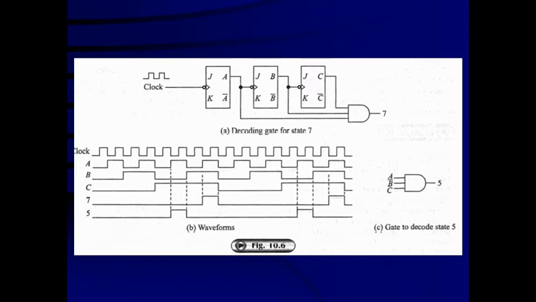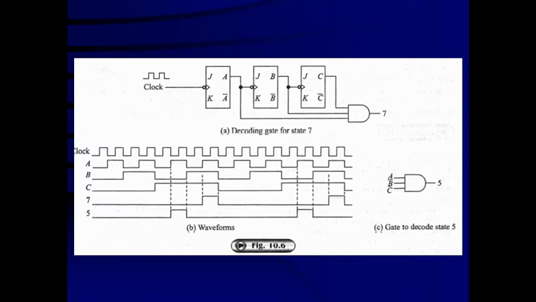Now, you can see that here. Then after, there is a waveform for the state number 7. You can see here that A is equal to high, B is equal to high, and C is equal to high. Then and then only the output of the gate is going to be high. That means the decoding gate 7 will produce an output pulse when A, B, C are high.